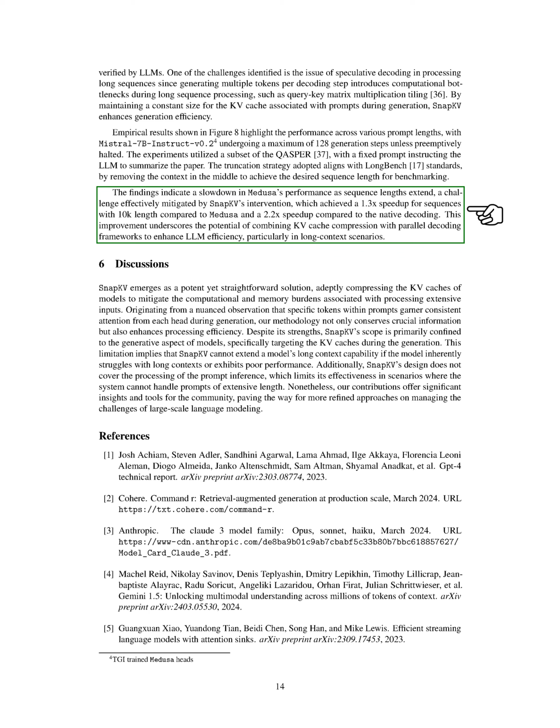Lastly, we explored the compatibility of KV cache compression with parallel decoding, aiming to reduce memory overhead in LLMs. By incorporating SnapKV with Medusa, a parallel decoding framework, we improved generation efficiency, particularly in processing long sequences. Empirical results demonstrated a speedup in performance compared to native decoding, highlighting the potential of combining KV cache compression with parallel decoding to enhance LLM efficiency, especially in long context scenarios.